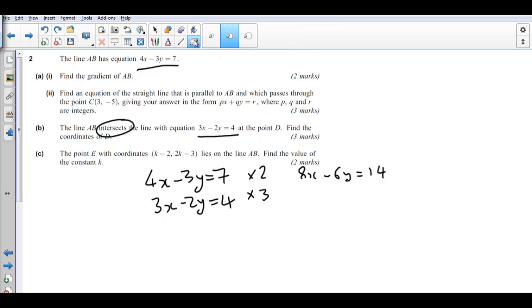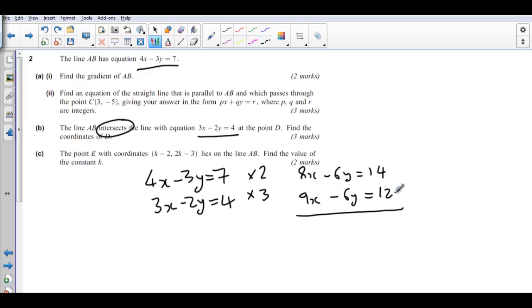times them by 3, 9x minus 6y is equal to 12. Okay, we can subtract because we've got the same signs. I'm going to take the bottom, take away the top. 9x take away 8x leaves me with 1x, that's handy. Minus 6 minus minus, or in other words plus 6, does give me 0. 12 take away 14 gives me minus 2, halfway there.